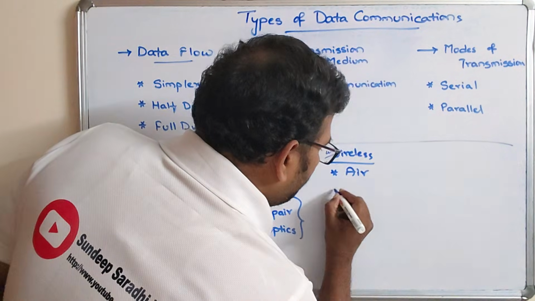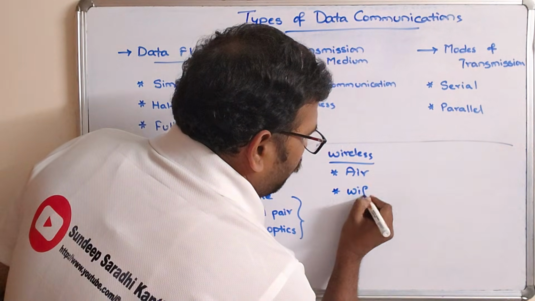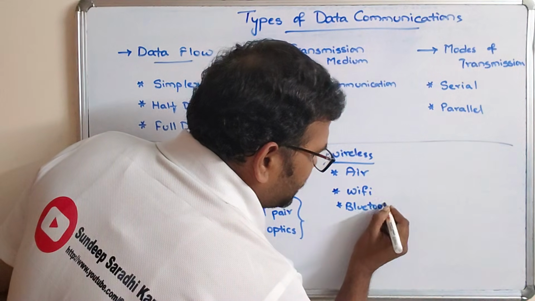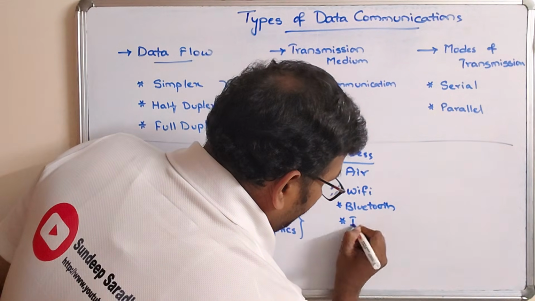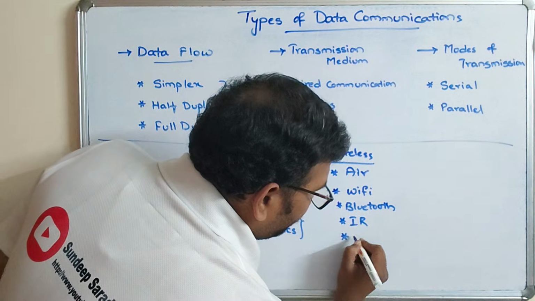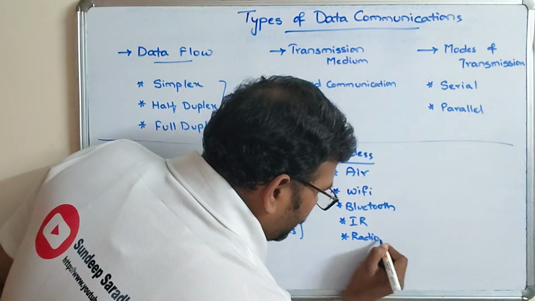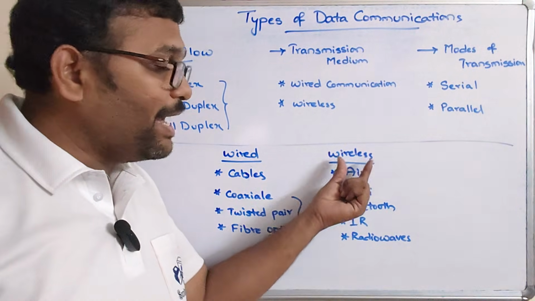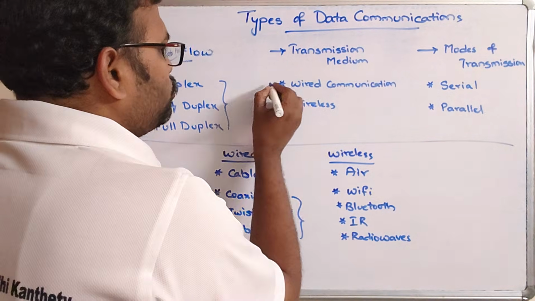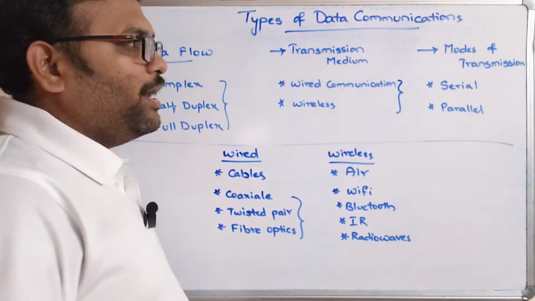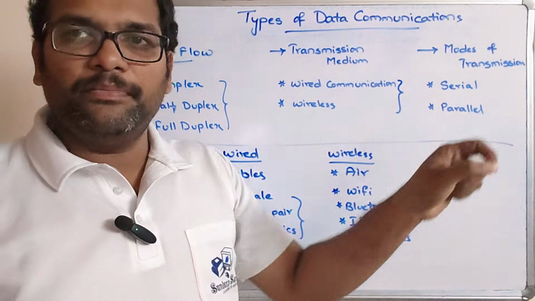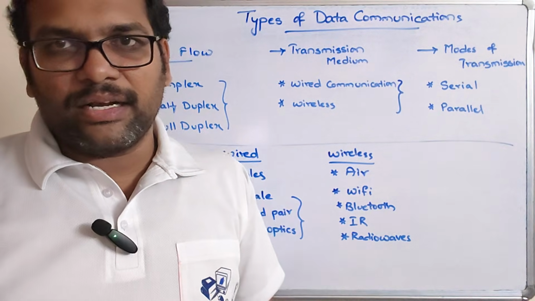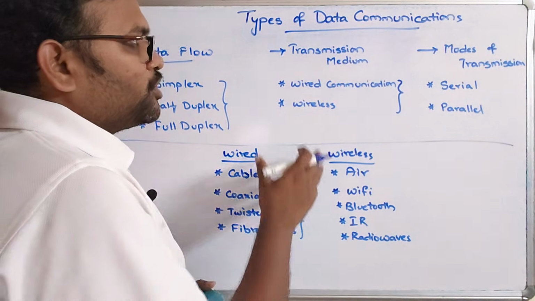Coming to air: Wi-Fi and Bluetooth are some examples, and also IR, infrared rays, and radio waves. In all these examples, the data is transmitted through wireless communication. So these two categories are divided based upon the transmission medium, through which the data is transmitted to another device. Hope you understood, right?